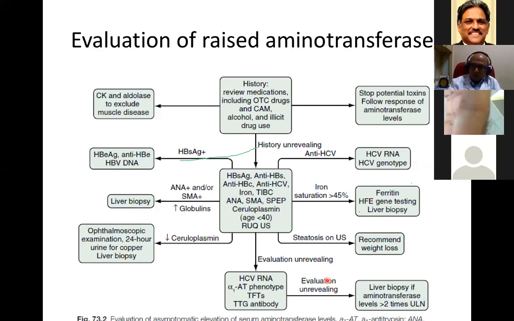So the pathway will be history, followed by certain specific blood tests, followed by further blood tests. If the initial battery of blood tests shows you a pathology, then you go on to deeply evaluate that. And if you are not sure, then go for a liver biopsy. So that is the main approach for a transaminitis.